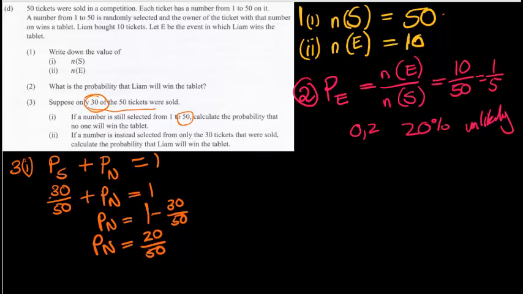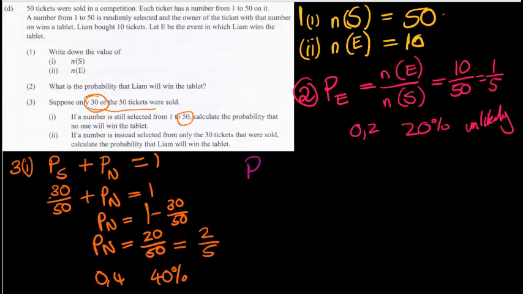So this answers the question, what are the chances that no one would win? 20 over 50. We simplify that, that becomes 2 over 5, which as a decimal is 0.4, percentage is 40%. And it's still unlikely, but it's more likely than if Liam was going to win, as in question number 2, right? Next question. If a number is instead selected from only the 30 tickets that were sold, what are the chances that Liam would win?